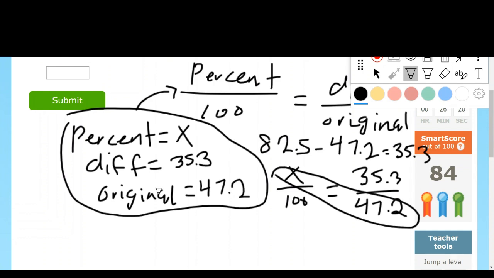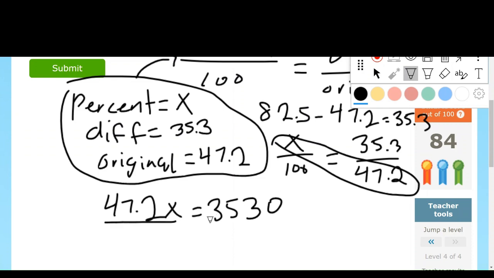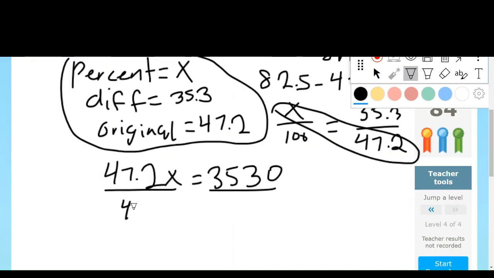Cross multiplying here to make a new equation, x times 47.2, we get 47.2x is equal to 100 times 35.3, which is 3,530. Solving for x and dividing both sides by 47.2, we get x is equal to about 74.78.